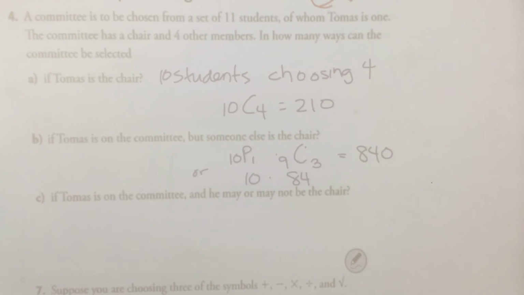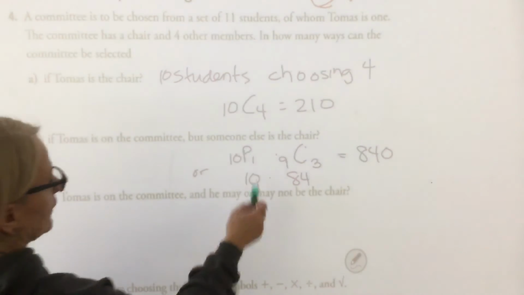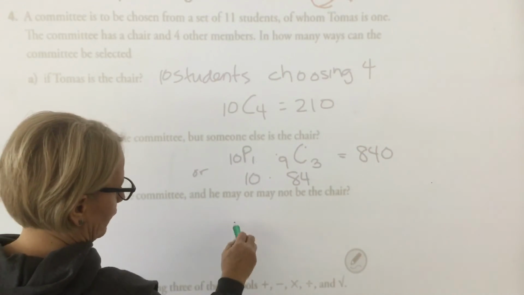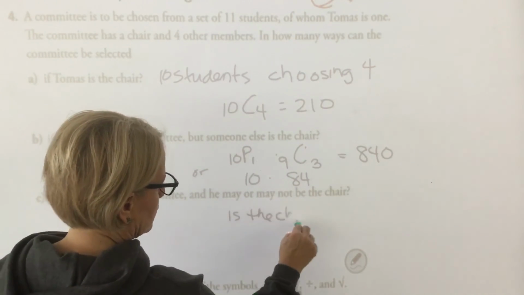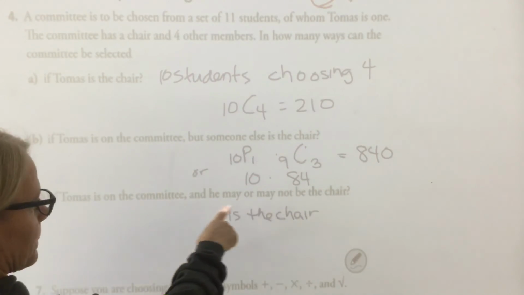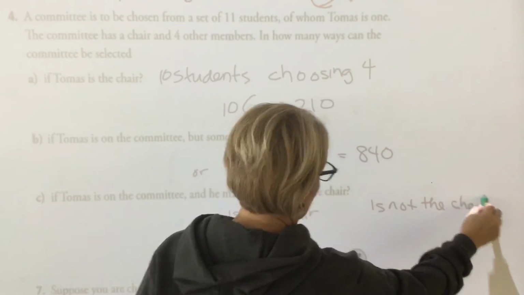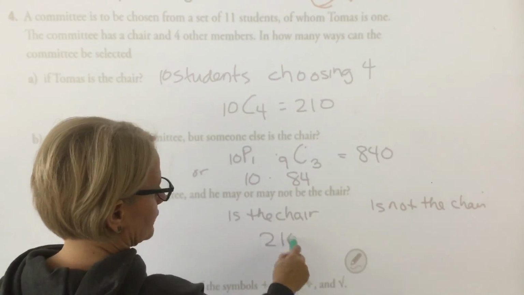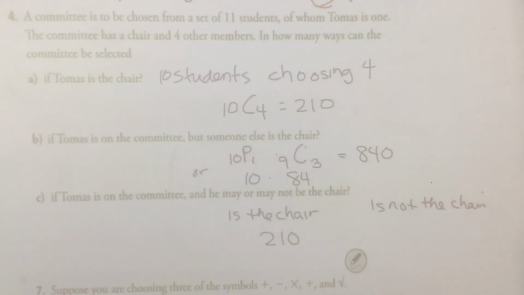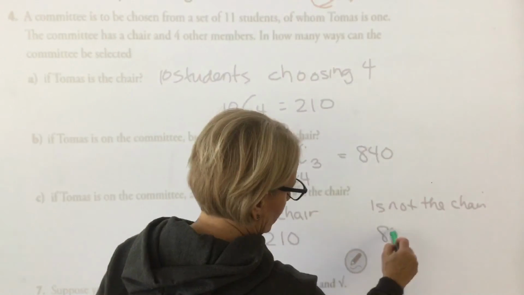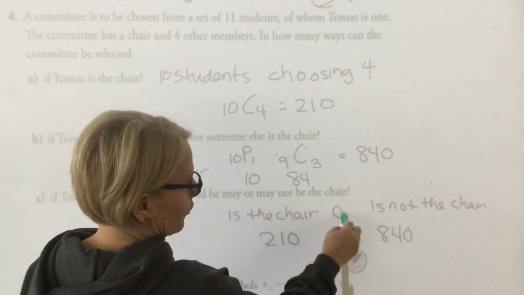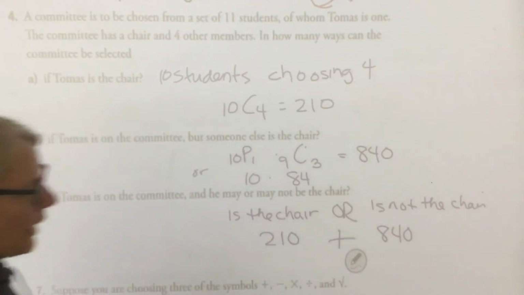And then the last one, you're just going to combine those two, A and B. If Thomas is on the committee, and he may or may not be the chair, well, in part A, you made him the chair. So I'll break it out this way: is the chair, and then is not the chair. So 210 ways that he was the chair, and if he's not the chair, then that was 840. Is the chair or is not the chair means you're going to add them.